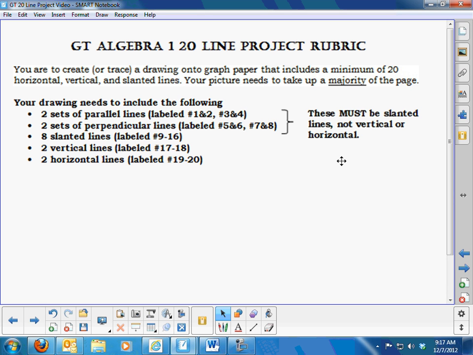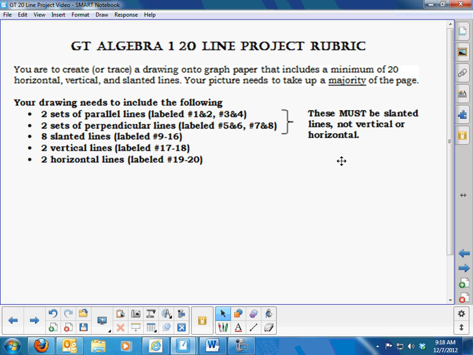of those lines. Now, your drawing needs to include two sets of parallel lines. So your first and second lines, as you label them on your graph, need to be parallel to each other. Your third and fourth lines need to be parallel. Now, we talked about parallel slopes. You need to make sure that your slopes are the same, that they're parallel to each other.